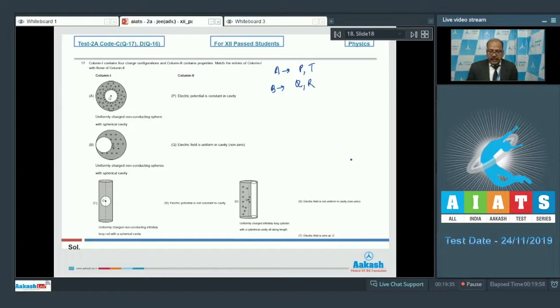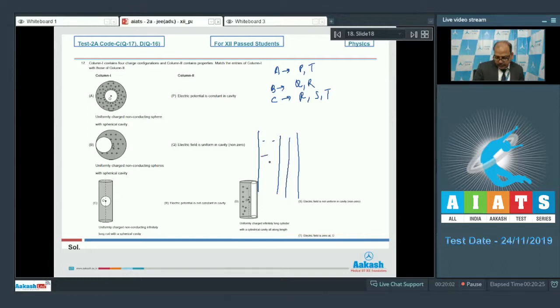Let's write here also C matches with R, S and T. Let's look at D now. What is the electric field inside the cavity? If I again draw a cylinder and a cavity here, the expression that we got earlier can be used.